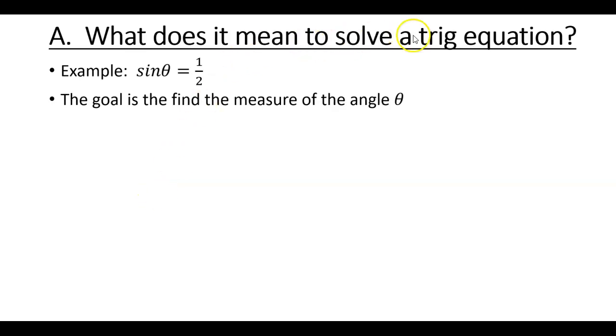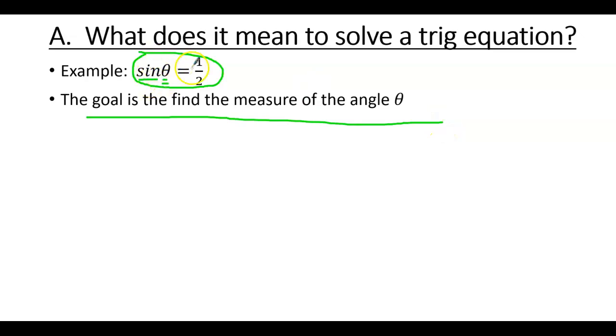So first of all, what does it mean to solve a trig equation? Well, they look like this. You're going to have either sine, cosine, tangent, secant, or one of the 6 trig functions we talked about. Then you're going to have a theta here, and then you're going to have a number over here. Our goal is to find the measure of the angle. So sine of what angle equals a half? That's our goal there. So that's what it means to solve.